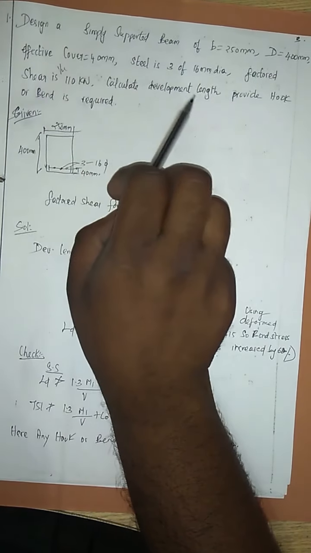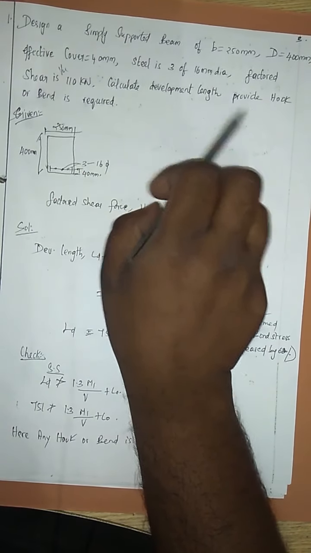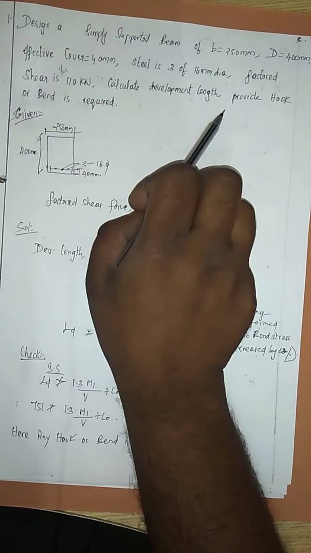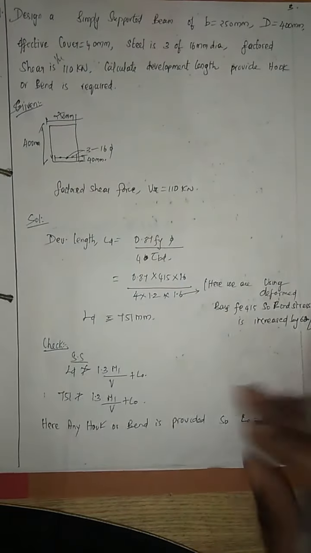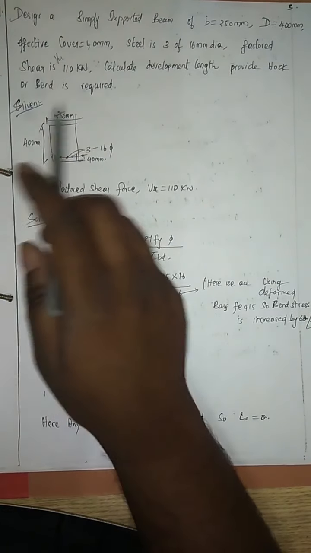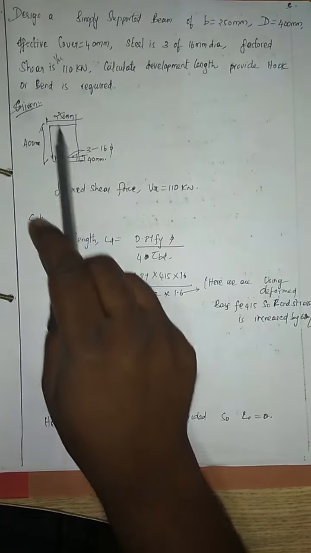Calculate the development length. Provide hook or bend is required, check. First find what is the question. First calculate the development length and we have to check. So first write the given data. What is the breadth of the beam? 250 mm. So write 250 mm.